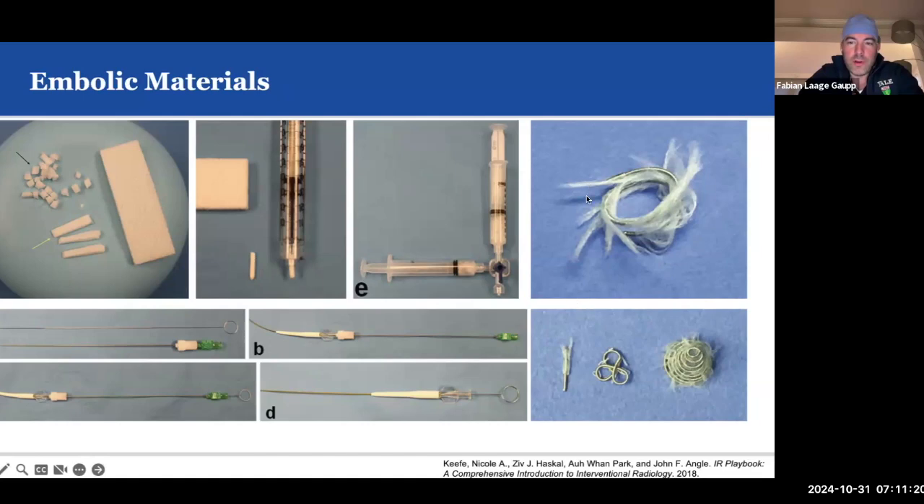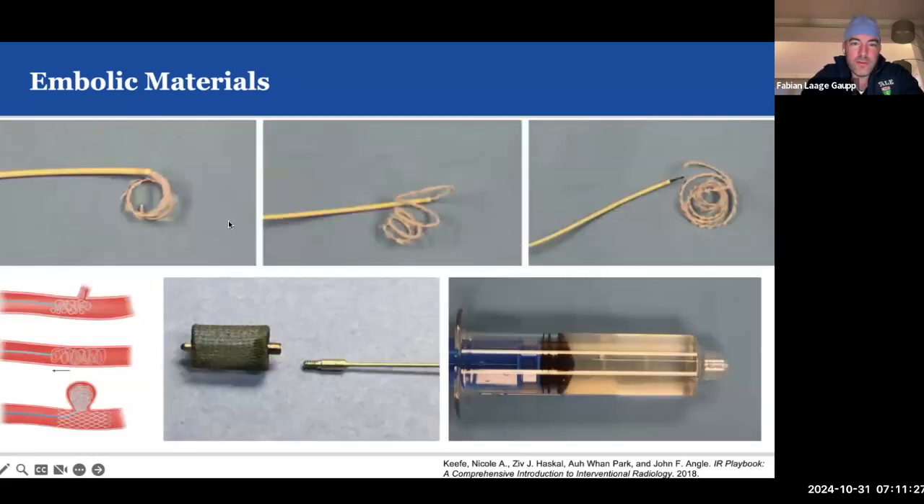We talked about different coils. Here you see some fibered coils, right? So there's different coils, detachable, pushable. Here you see what it looks like when you're deploying a coil. I talked about plugs, particles, right? These down here are Embospheres. We commonly use them for prostate artery embolization or uterine fibroid embolization.